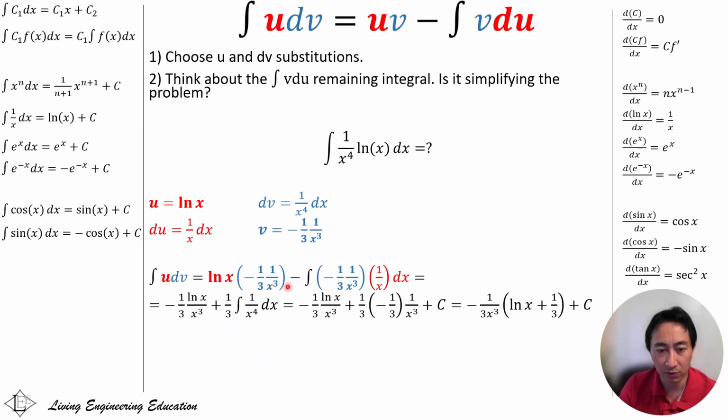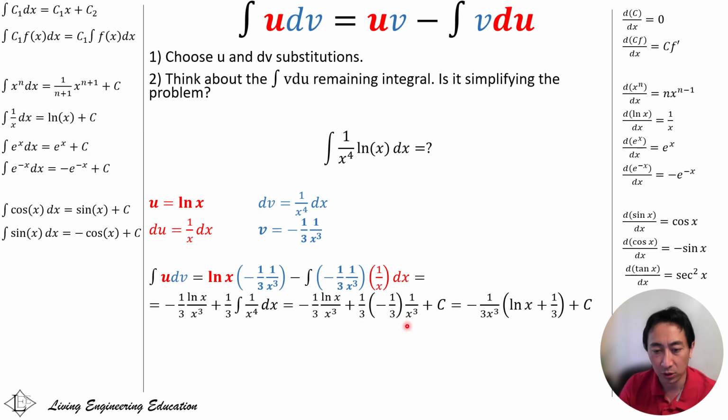For this term here, I have a minus sign, so that's my positive 1/3, which I can pull out of the integral because the constant multiplier is not going to affect anything. 1 over x cubed times 1 over x is 1 over x to the fourth. So I can keep negative 1/3 natural log x over x cubed, and I can take the integral of 1 over x to the fourth, which we basically solved earlier. So I get negative 1/3, 1 over x cubed, and then plus c because it's an indefinite integral.